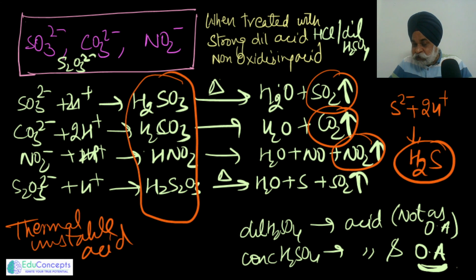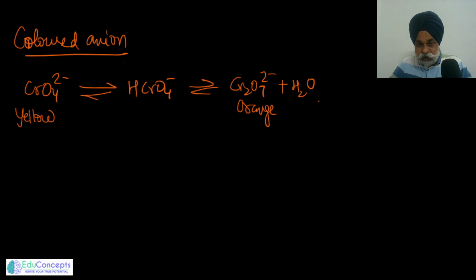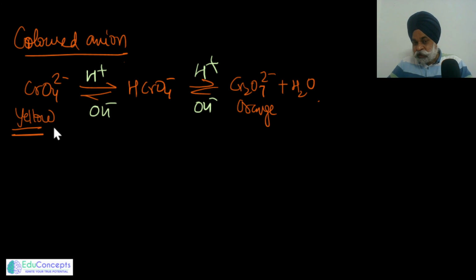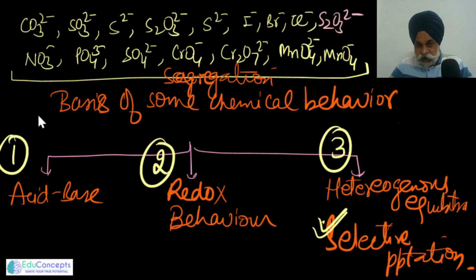Or at times you would see that with a particular anion, when you add an acid, the color changes, just like the chromate ion, which is yellow. When you add H positive to it, it changes to dichromate, which is orange. And this orange color turns back to the yellow of chromate when you make the solution basic. So this is the way to remember that some anions show acid-base behavior. Second was the case of redox behavior.